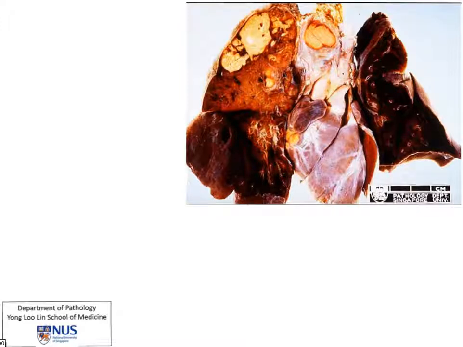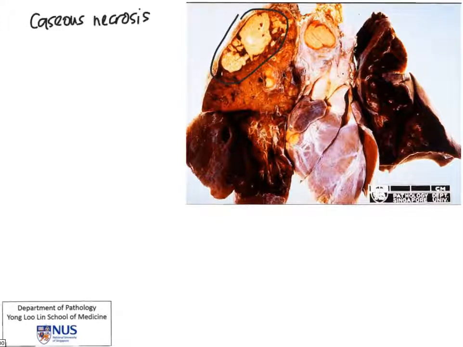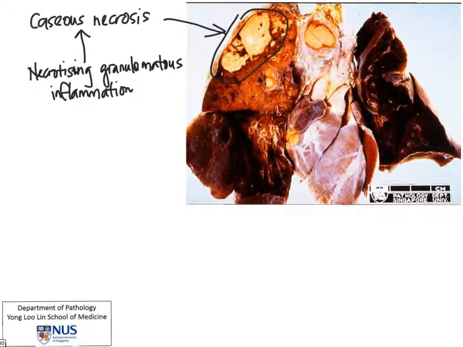Now this gross appearance is what we would usually see in caseous necrosis. The word caseous means cheesy, and we can see, of course, that it does actually look like cheese. And caseous necrosis is necrosis that is seen in a particular type of chronic inflammation, and this is necrotizing granulomatous inflammation. Essentially, this just means that there is granulomatous inflammation with necrosis.